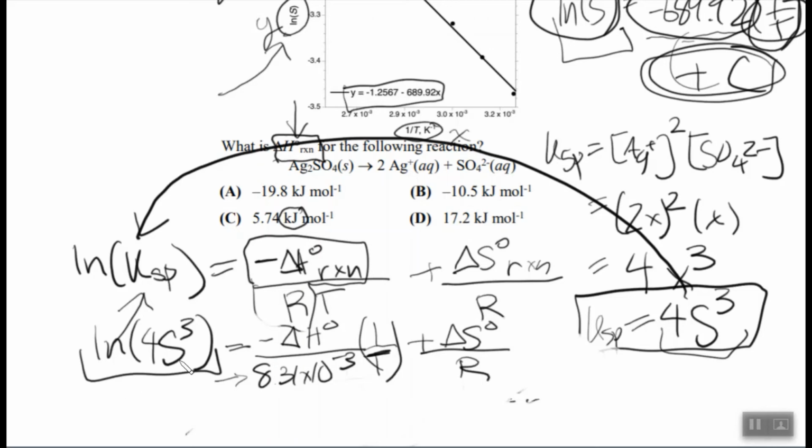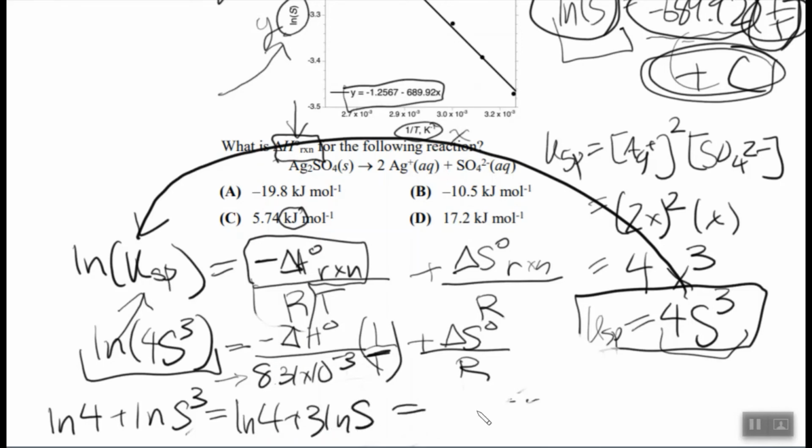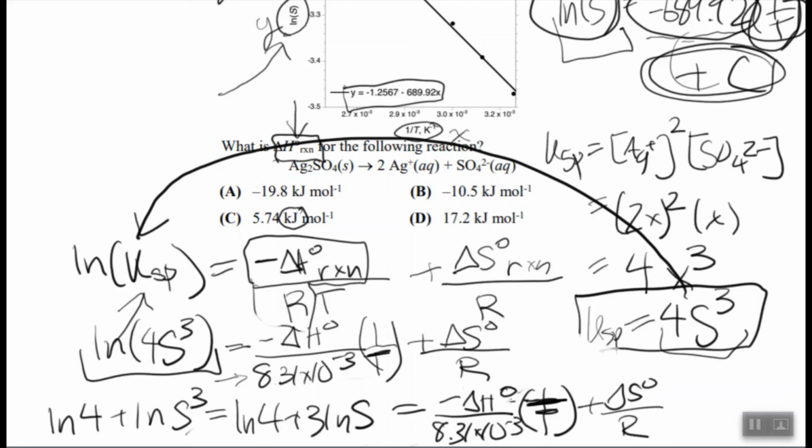So we can separate this into, let's see, ln of 4 plus ln of s cubed. And you know that ln of 4 plus ln of s cubed can be further simplified to ln of 4 plus 3 ln s. And this is all equal to negative delta H naught over 8.31 times 10 to the negative 3 times 1 over t. And we add delta S naught over R. Now what's the next step?